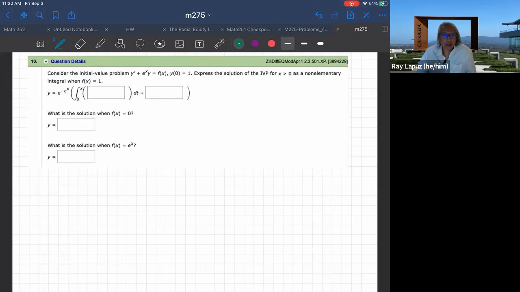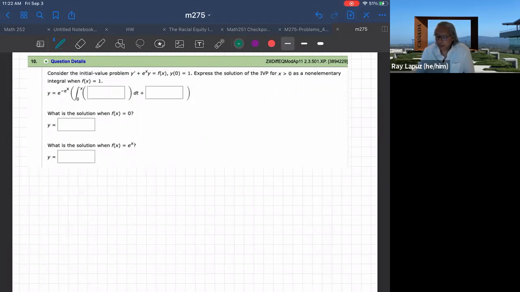They want us to consider the initial value problem, y prime plus e to the x times y equals f of x, with the initial condition y of 0 is equal to 1. And they want us to find our solution for the initial value problem as a non-elementary integral when f of x is equal to 1.